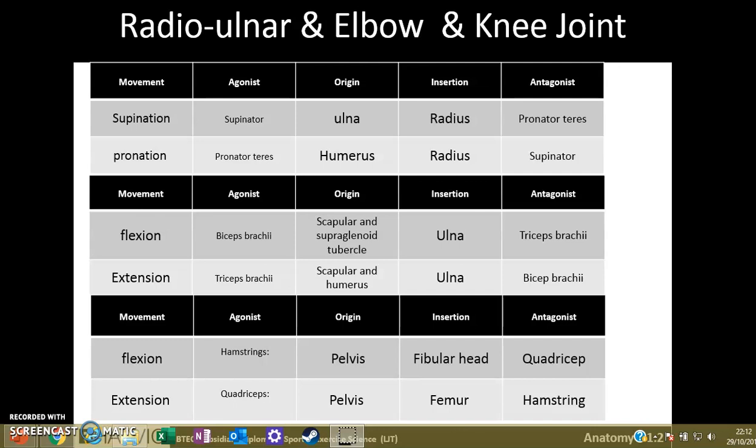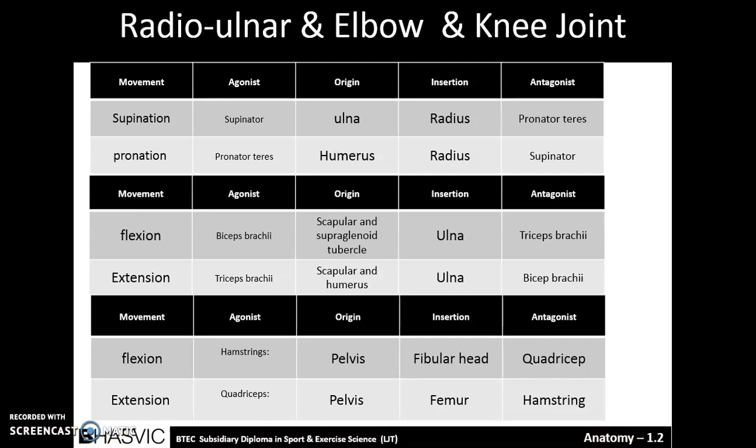The biceps brachii helps with flexion at the arm. It inserts at the ulna and it originates at the scapula. Its antagonist pair is the triceps brachii. The triceps brachii helps extend the lower arm. It originates at the scapula and the head of the humerus, and it inserts at the ulna. This would help during a bicep curl, as the bicep would help flex the arm up and contract the bicep.